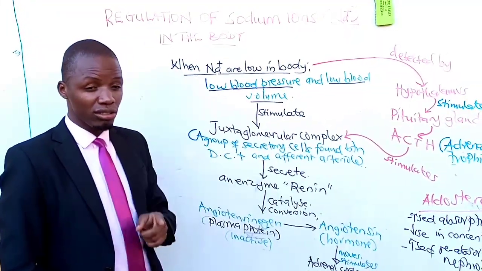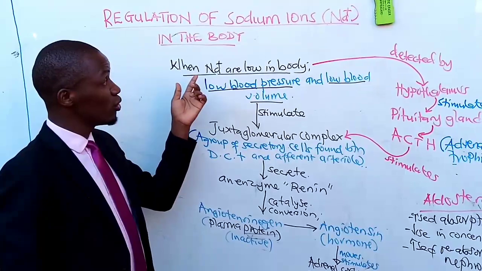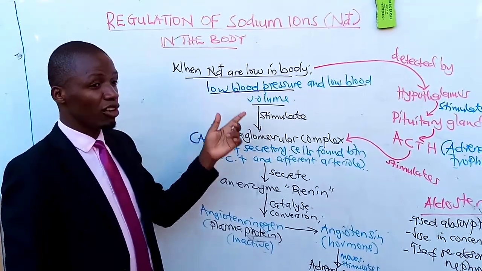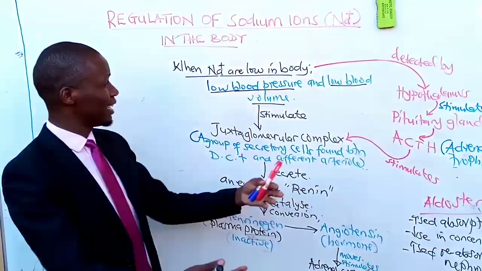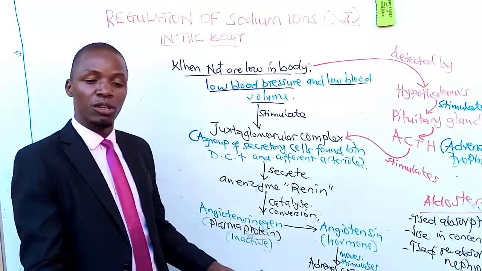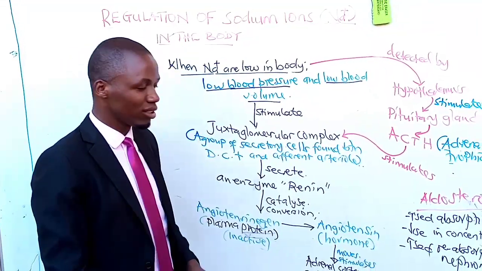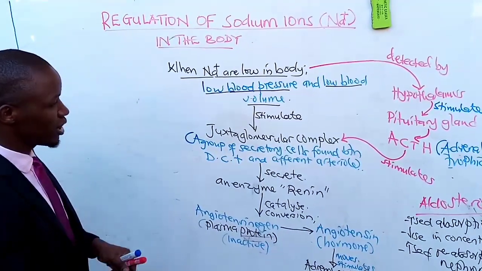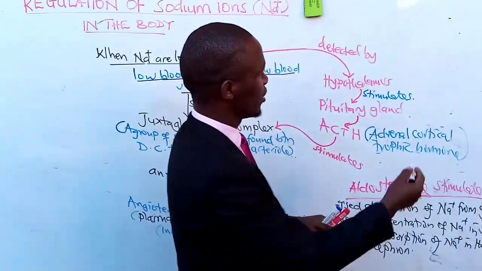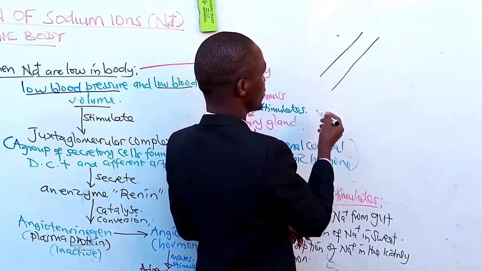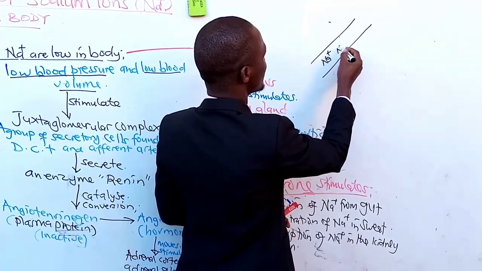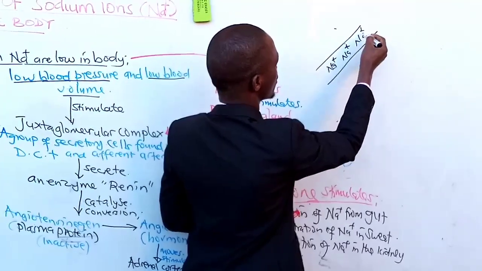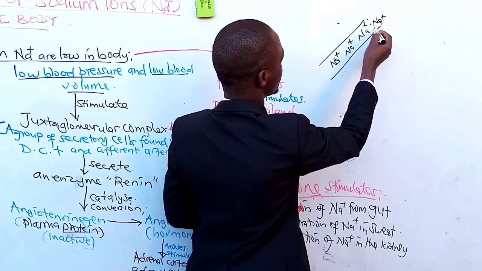Because if we don't, they will end up making us become dehydrated. Why? Because our cells will be losing water by osmosis. Let me give you a small illustration here. If this is the blood vessel, and we have got a lot of sodium ions in our body, in this blood.